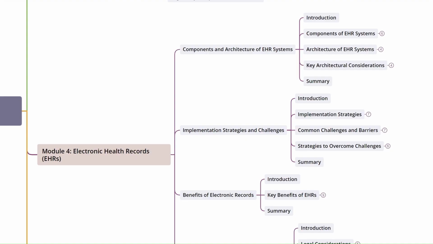Next, implementation strategies and challenges. Implementing an EHR system within a healthcare setting involves intricate planning, execution, and ongoing management. Successful implementation hinges on a variety of factors, including precise system selection, thorough needs assessment, and comprehensive stakeholder engagement. A valuable aspect of this module is learning to develop and execute strategies for EHR deployment from initial planning phases through to evaluation and optimization.